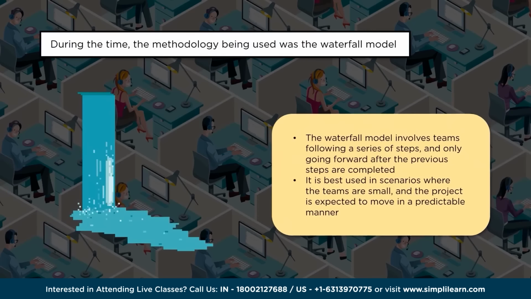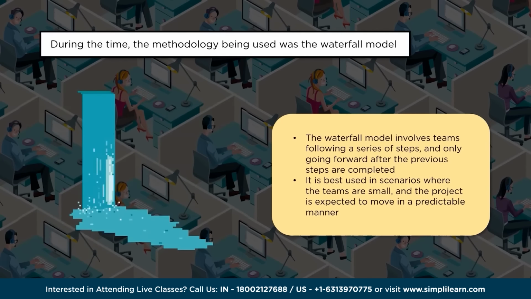Now, how do we address this? What is the waterfall model all about? Why is it difficult for us? In the methodology where the waterfall model is used, teams follow a series of steps and only go forward after the previous steps are completed. So there is a wait time involved. Only when the previous steps are completed can I move to the next. So it is a slower process. It would take a longer duration.